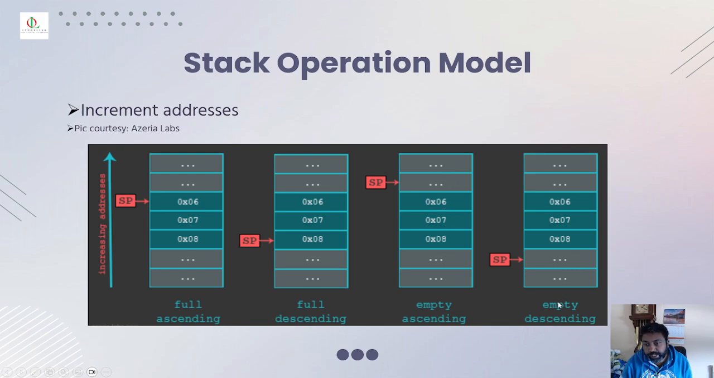And the empty descending is exactly opposite to empty ascending. Still, you let the stack pointer know where it is and then push the data, and this happens in the reverse order. The higher address gets in first and then the lower address. And our Cortex M4 series follows the full descending operation model.